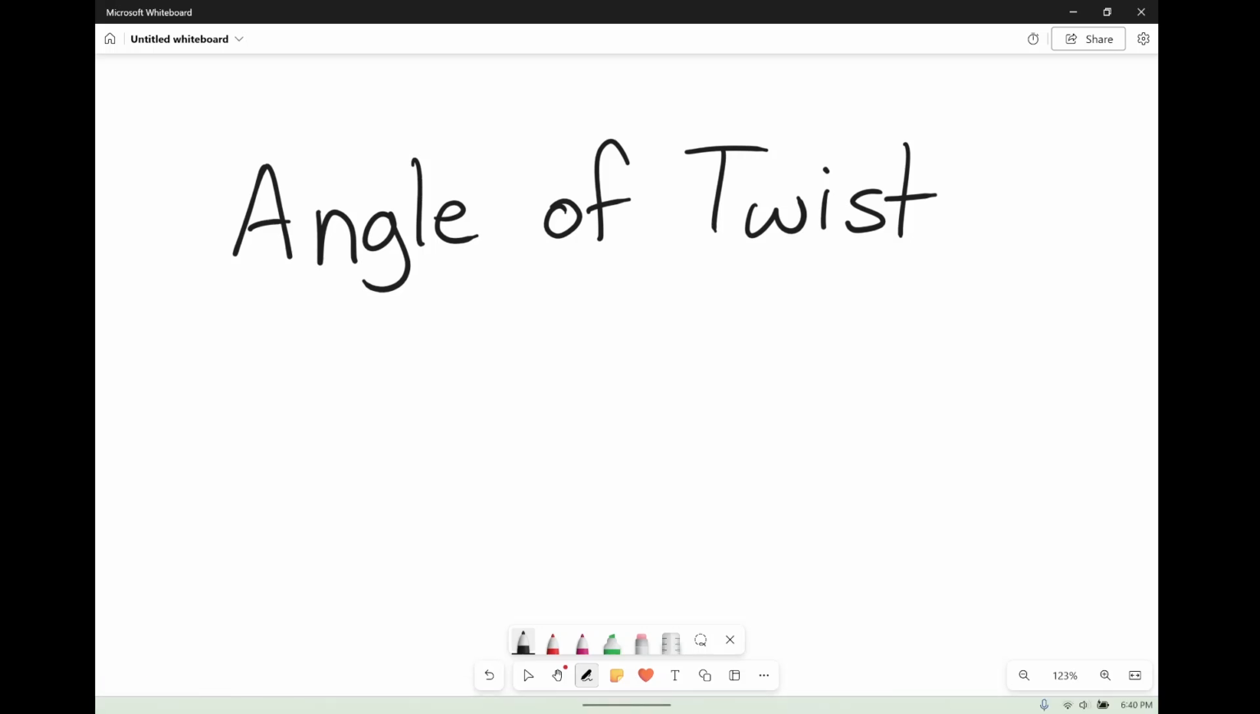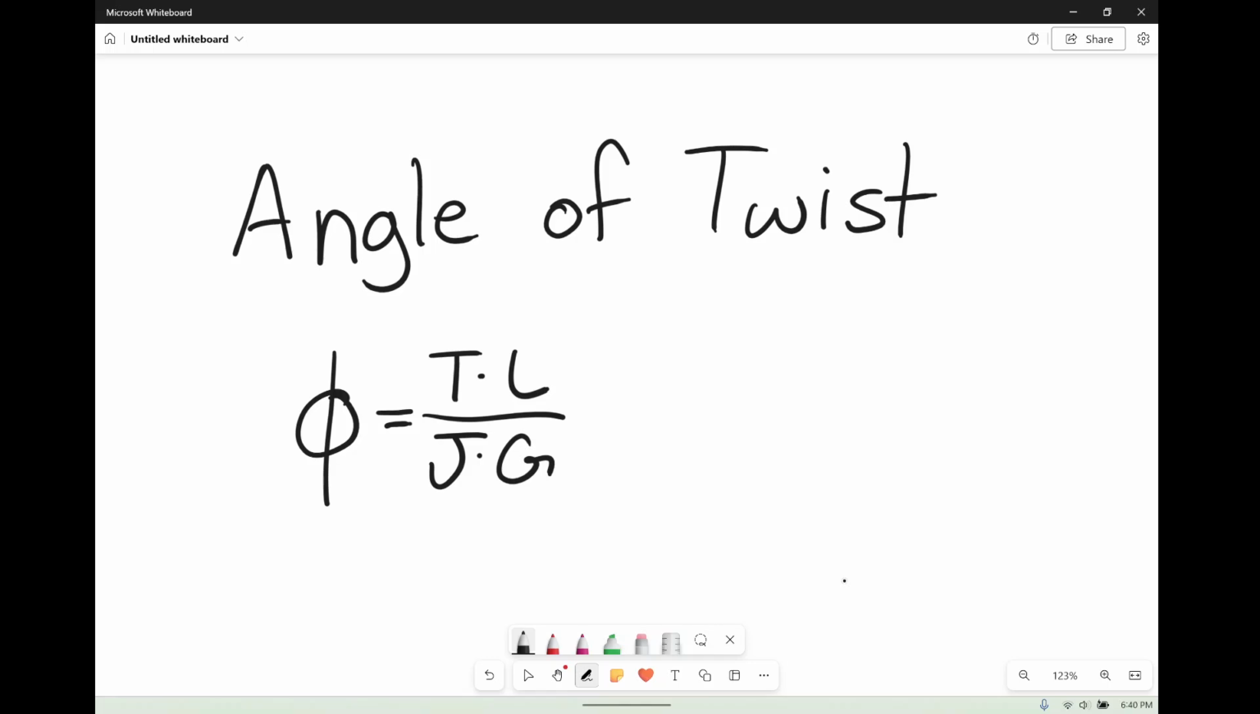This video is going to cover angle of twist. Angle of twist is another really easy equation, and it has a little sing-songy kind of tune to it. It's phi is equal to T times L over J times G. Very similar to the axial deformation one, but just with incredibly different variables.